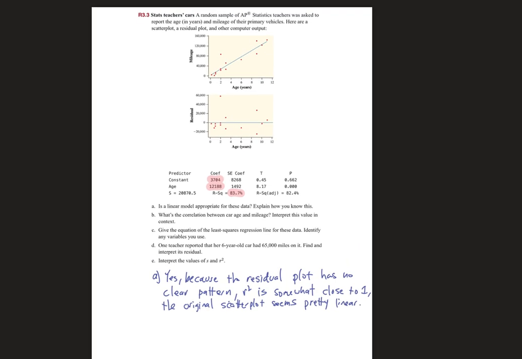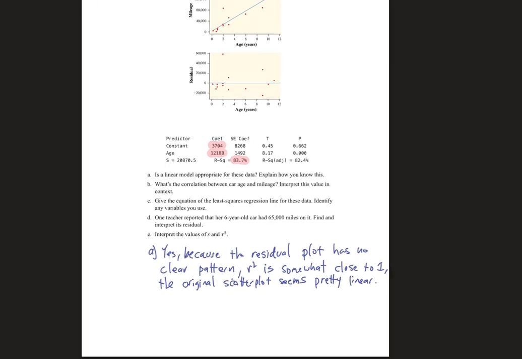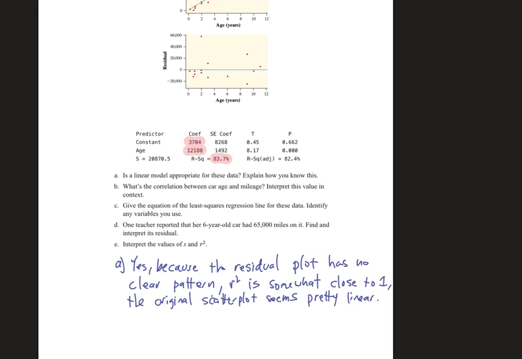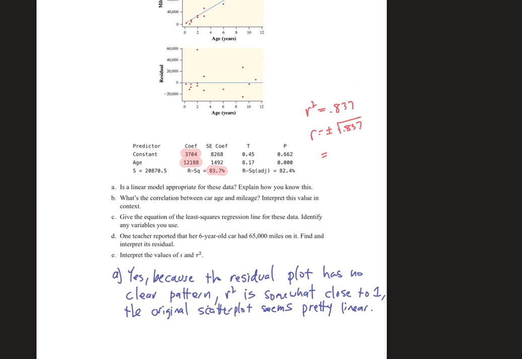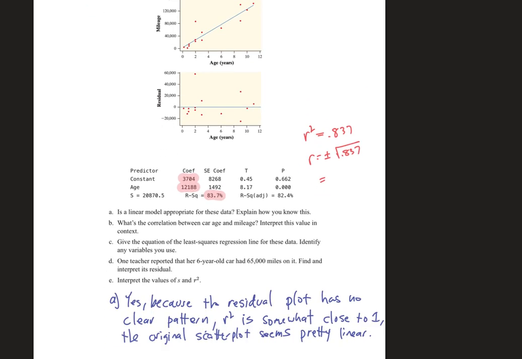Okay, so part B, they say, what's the correlation between age and mileage? Interpret this value in context. The r squared is really a percent. I'll do some scratch work. So r squared is really 0.837, so r is either plus or minus the square root of 0.837. We know it's going to be plus because we can see the slope from the scatter plot is positive.